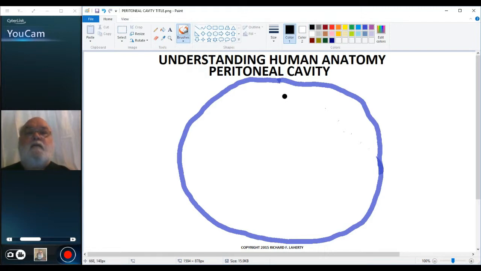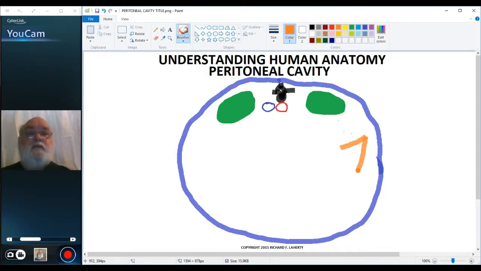And again, a vertebra, an aorta, next to it would be the inferior vena cava, kidneys, and then sketch in the spleen.